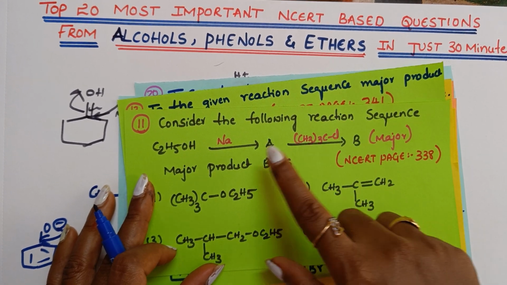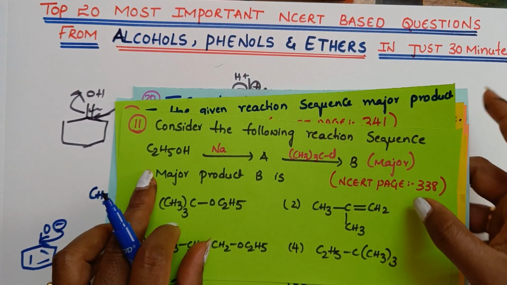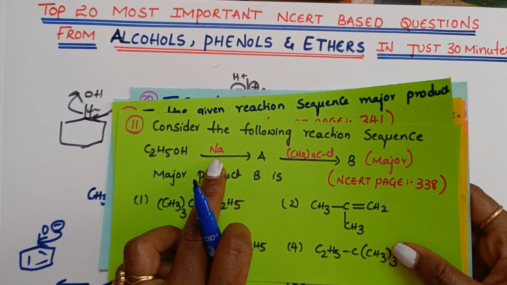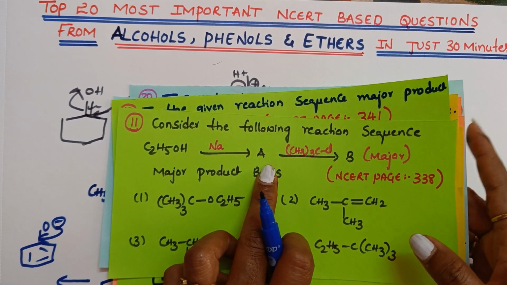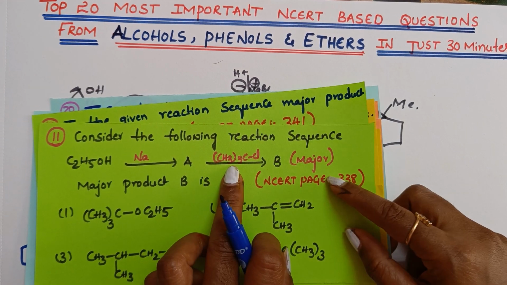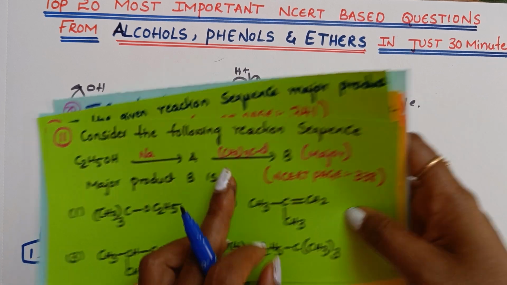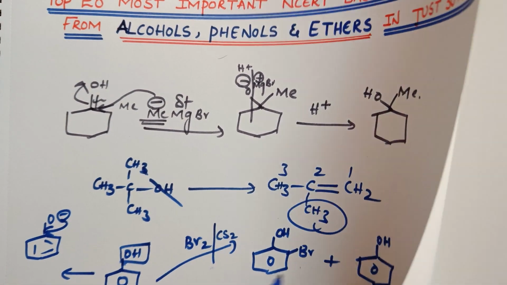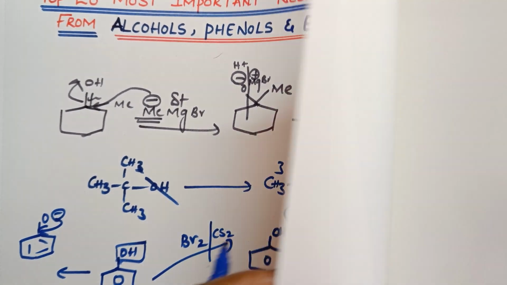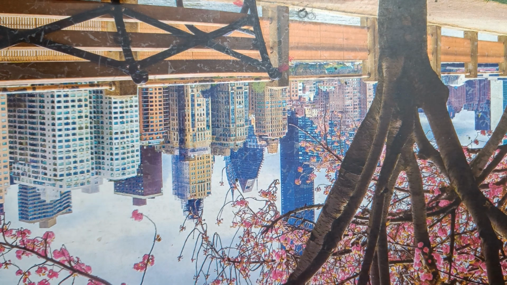Consider the following reaction sequence. For example, this is our reaction. Ethanol, upon reaction with sodium, we get A. This A upon reaction with a tertiary alkyl halide, we are getting a B. Let us see the formation of the product. This is one of the most important questions, that is Williamson ether synthesis.